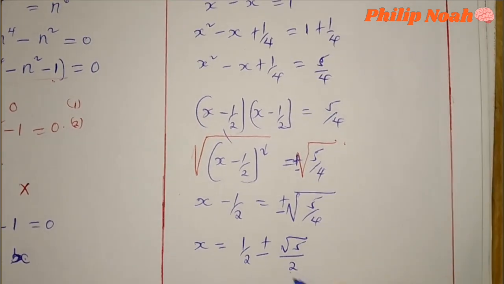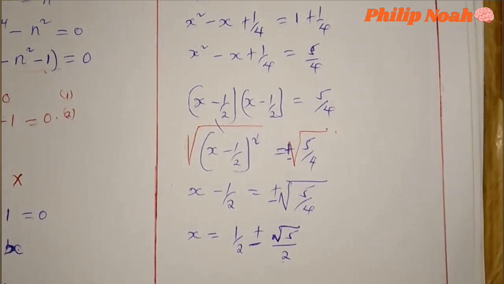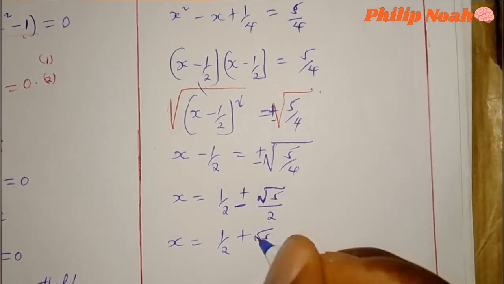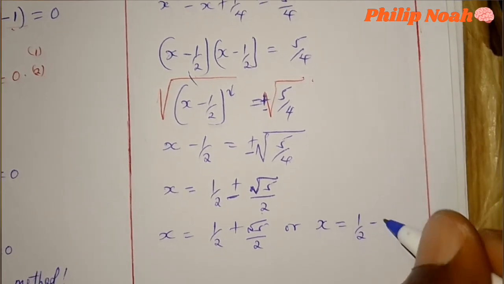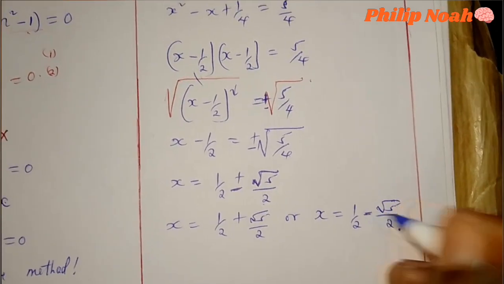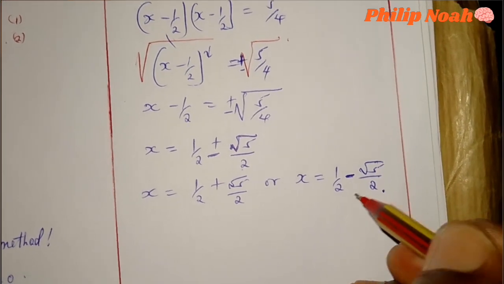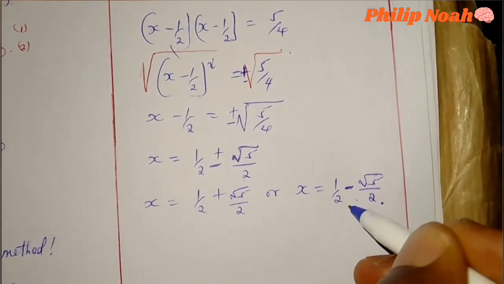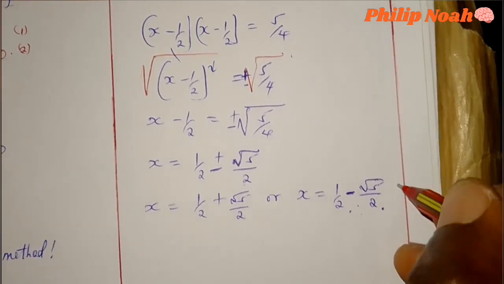Remember, the square root of 4 is 2. That's why I have written it this way. Are we there? So, x is equal to a half plus root 5 over 2, or x is equal to a half minus root 5 over 2. But now, are you seeing? If you simplify this one, it will give you a negative. But this one, of course, will give you a positive. So we shall ignore this.